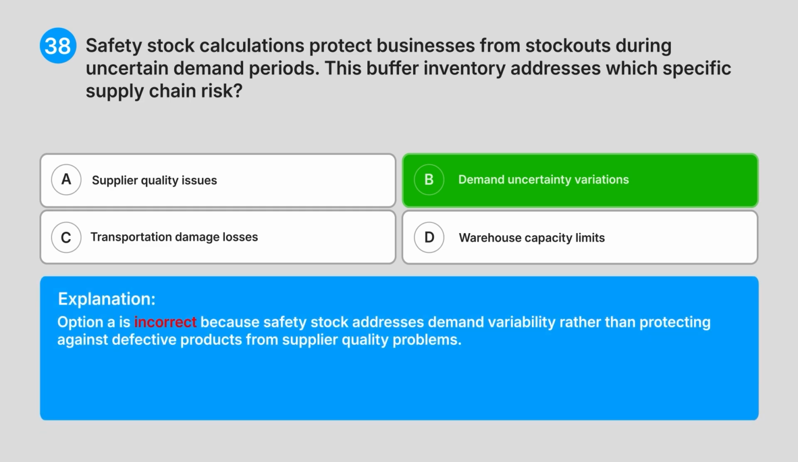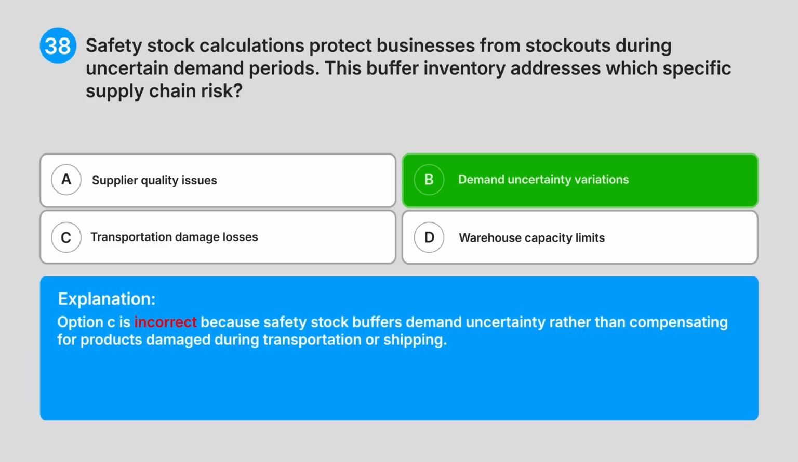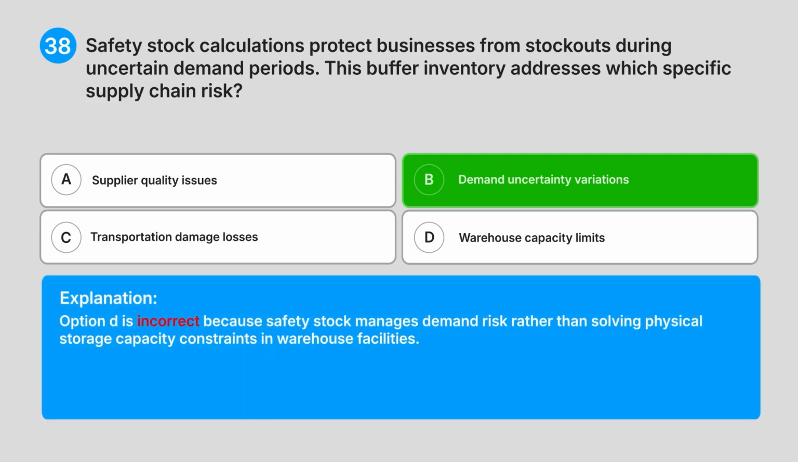Option A is incorrect because safety stock addresses demand variability rather than protecting against defective products from supplier quality problems. Option C is incorrect because safety stock buffers demand uncertainty rather than compensating for products damaged during transportation or shipping. Option D is incorrect because safety stock manages demand risk rather than solving physical storage capacity constraints in warehouse facilities.